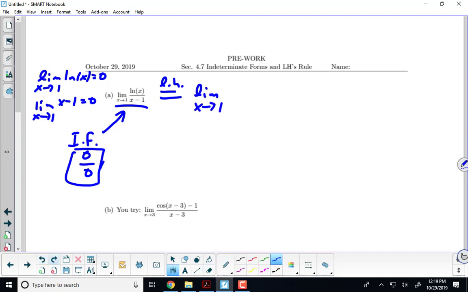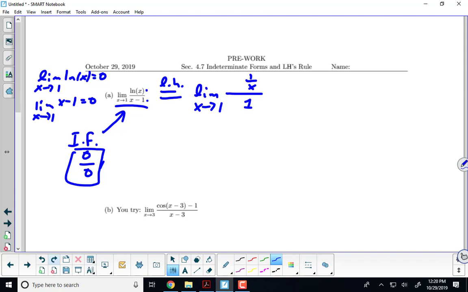Okay. So I'm applying L'Hopital's rule, so I'm going to take the derivative of the numerator, 1 over x, all over the derivative of the denominator, which is 1. Now folks, very important, I didn't just apply the quotient rule here. I didn't apply the quotient rule for differentiation here. I simply took the derivative of the numerator term, 1 over x, and the derivative of the denominator term, which is just 1.